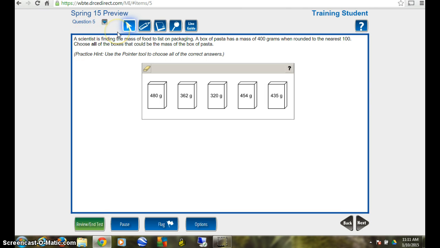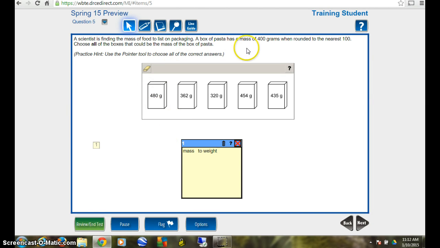A scientist is finding the mass of food to list on packaging. A box of pasta has a mass of 400 grams. When rounded to the nearest 100, choose all the boxes that could be the mass of the box of pasta. Mass is a science word, and if I could click this on, I could add a sticky note down here. Mass is actually the amount of matter in an object, and it is relative to weight. It's not exactly the same, but it helps us understand when we're looking at grams of weight in a box of cereal or a box of pasta in this case.